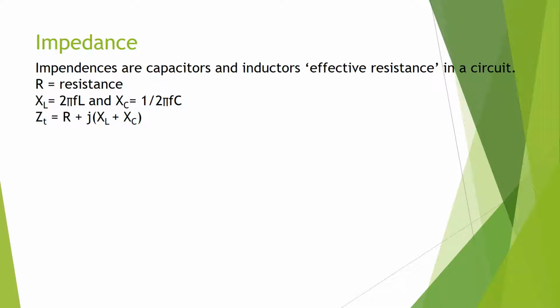First, a brief overview of impedance. Impedances are capacitors and inductors' effective resistance in a circuit. We know that the impedance of an inductor, or XL, is omega times the inductance, where omega is 2 pi times the frequency. And the impedance of a capacitor is 1 over omega times the capacitance.